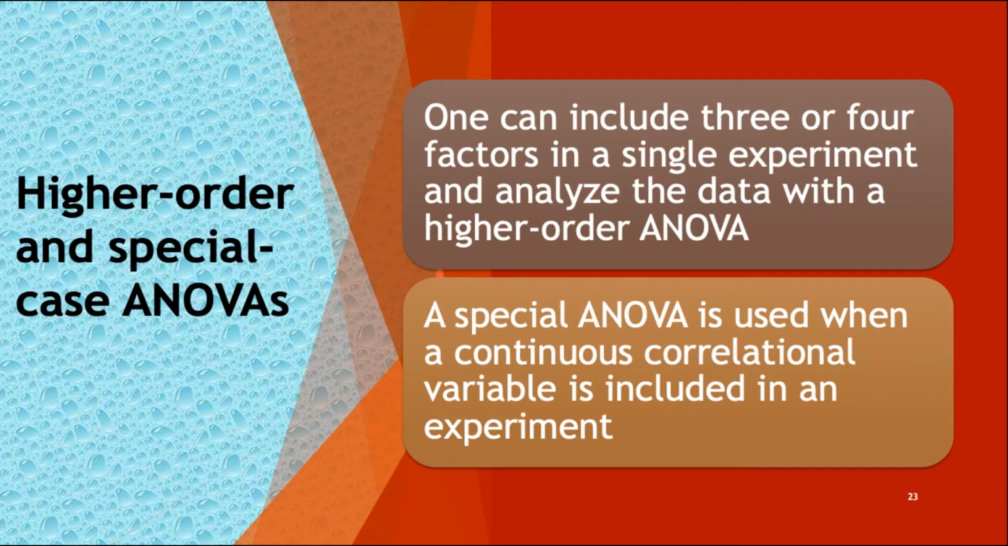It may be difficult to interpret the higher-order interactions that occur when your design includes more than four factors. A special ANOVA is used when you have included a continuous correlated variable in your experiment, such as age. This type of ANOVA, called analysis of covariance or ANCOVA, allows you to examine the relationship between experimentally manipulated variables while statistically controlling another variable that may be correlated with them. Again, Kirk 1973 and 1982 provide a clear discussion of these analyses and other issues relating to ANCOVA.